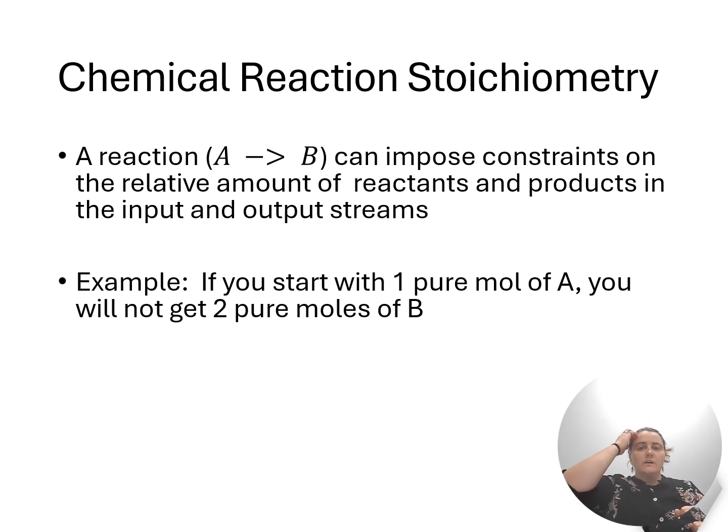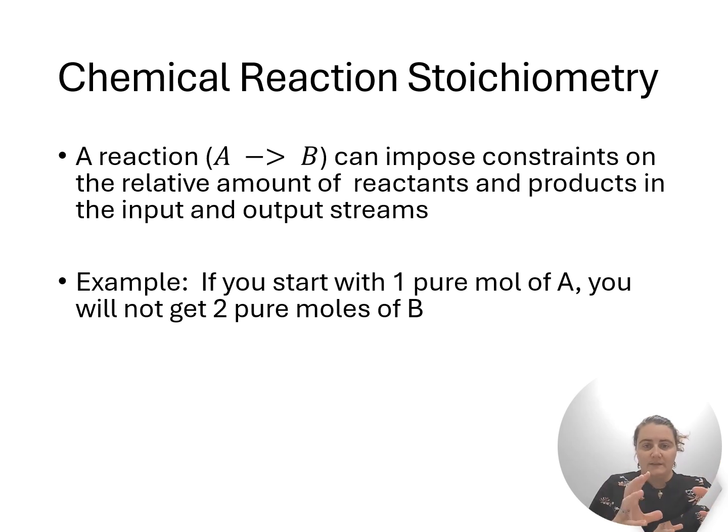All right, so we're going to start talking about chemical reaction stoichiometry. What we're going to start to do is weave the chemistry concepts that you've learned in all of your previous classes into how we actually do mass and energy balances. As a little refresher, if we have a reaction where A goes to B, A being reactants, B being products, we can impose constraints on the relative amount of the reactants or products that are formed as a result of what we do to the input and output streams in a mass balance.